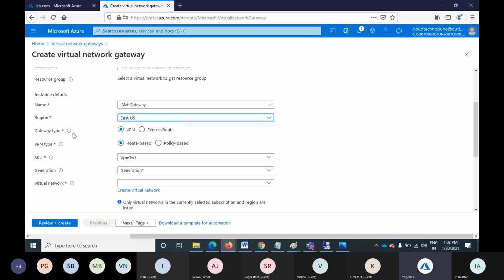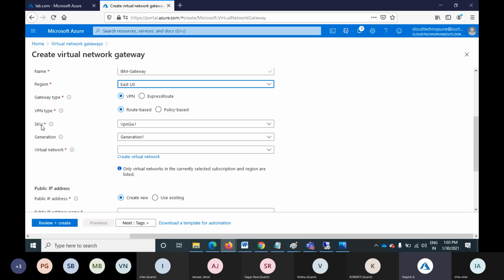There are two types of gateways, VPN gateway and ExpressRoute gateway. As we discussed, without a gateway you cannot have ExpressRoute. If you want to deploy ExpressRoute, you should deploy a gateway first and then you can have the connectivity. Today we are going to discuss VPN, so I am going to select VPN here, because I want to configure the site-to-site VPN. Then the VPN type is route-based or policy-based.